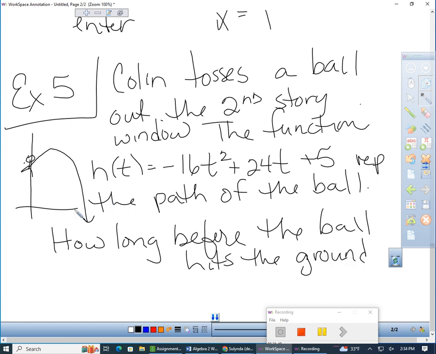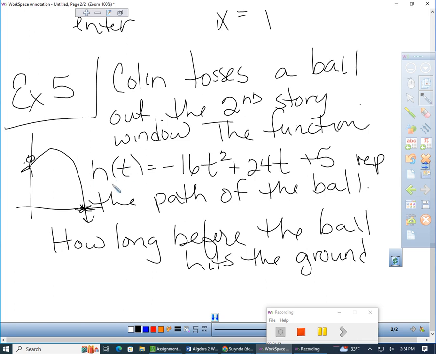So if I want to know where it hits the ground, what am I actually looking for? I'm looking for seconds. I want to know when it hits the ground, which means I'm looking for the 0 of the function, right? Because the height of the ball when it hits the ground is 0. So we're going to put 0 in for h of t.